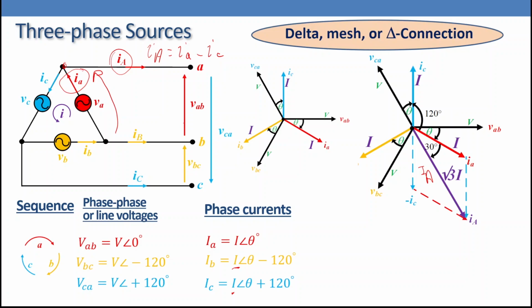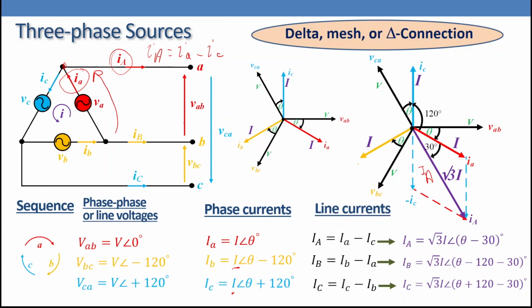So how are we going to write the current? Now, line current IA equals root 3 I angle theta minus 30 degrees. IB equals root 3 I angle theta minus 120 minus 30 degrees. And IC equals root 3 I angle theta plus 120 minus 30 degrees. So let's conclude that one. The line current in delta connection equals root 3 times the phase current, shifted by 30 degrees, where the line current lags the phase current by 30 degrees. And the phase voltage equals the line voltage in this case.